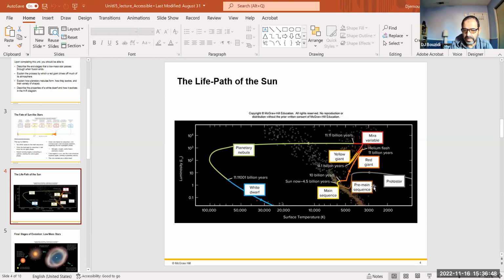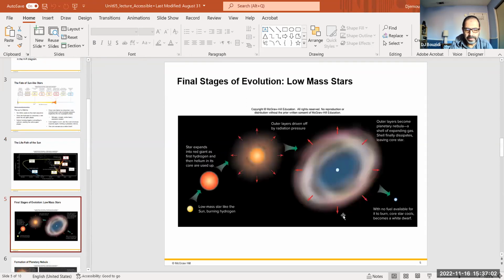As I said before in the previous session, this is not a real migration of the star. The star does not really migrate in space, but this is just its location, its size, and its basically structure and its temperature change with time. So again, this is the same process described.